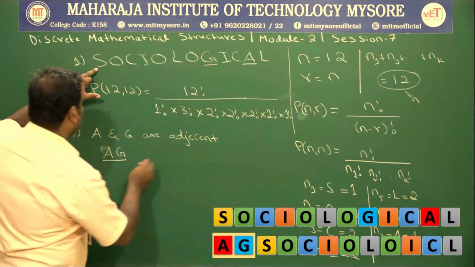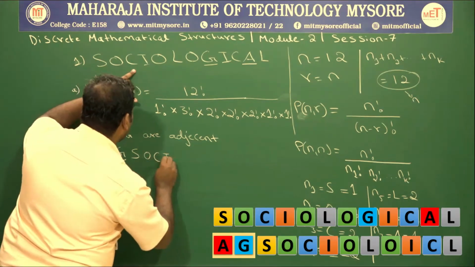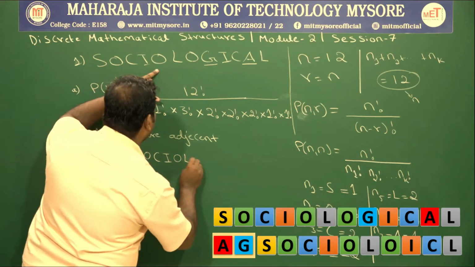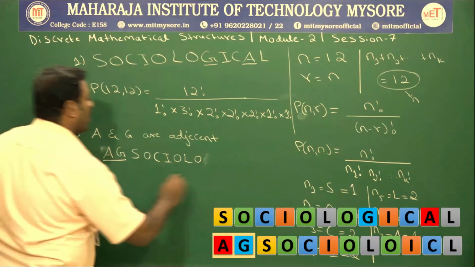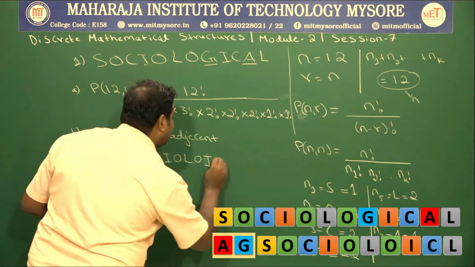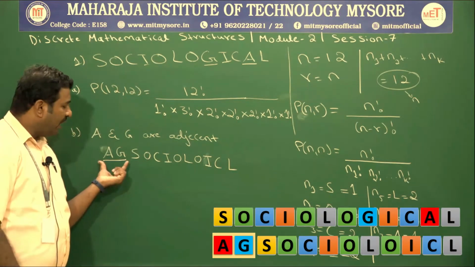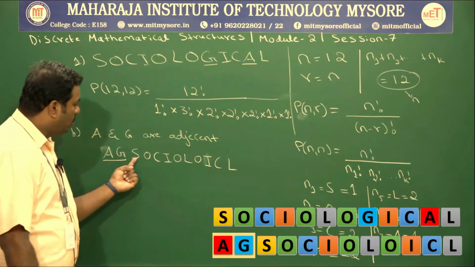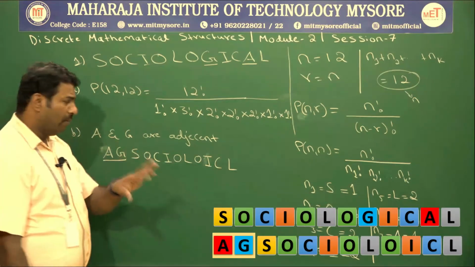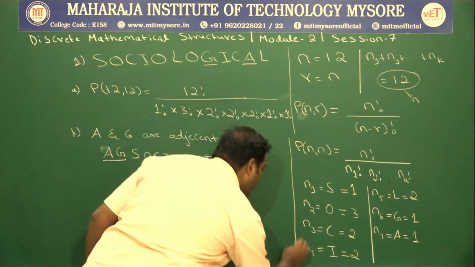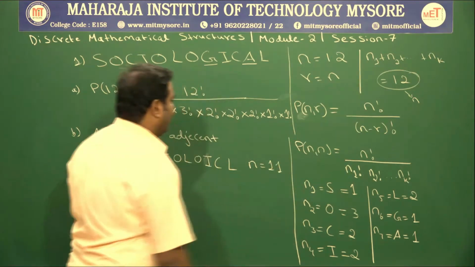And now check the remaining. So I am going to have S, O, C, I, O, L, O, G. I am not supposed to write G because G is already here. I'm going to have I, C and L. Now just count here. 1, because the entire thing is one object for me. 1, 2, 3, 4, 5, 6, 7, 8, 9, 10, 11. Now there are 11 objects. Hence n equals 11 for this given condition.